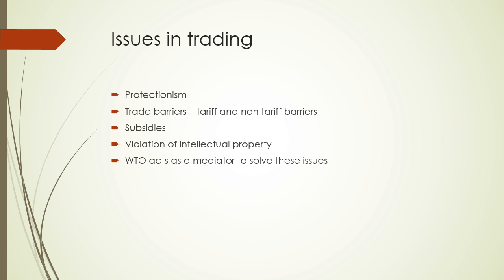Issues in trading: protectionism. So this is protecting domestic companies. Then next one is trade barriers, tariff and non-tariff barriers. Tariff barrier is like taxes. Non-tariff barriers are like providing some quotas only, limited quotas, and above that you can't import. Then license. Then subsidies for domestic products. Sometimes some members will give subsidies for the production of certain products. And violation of intellectual property. WTO acts as a mediator to solve these issues.